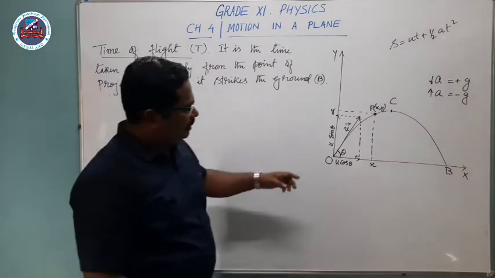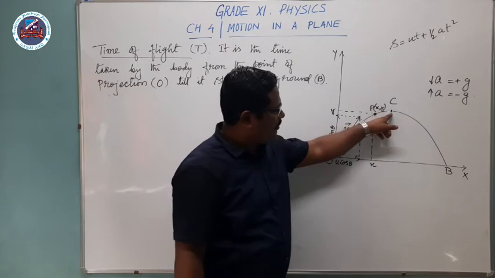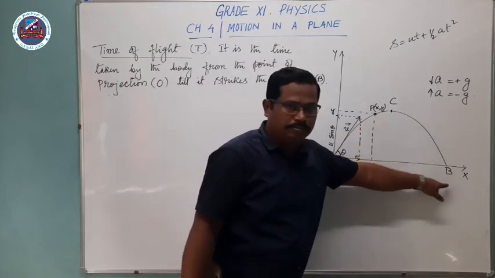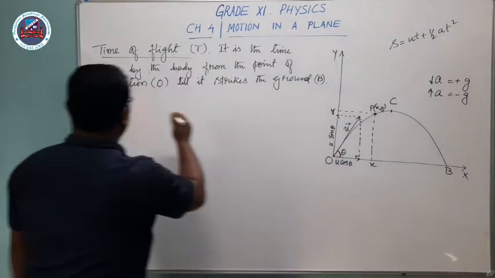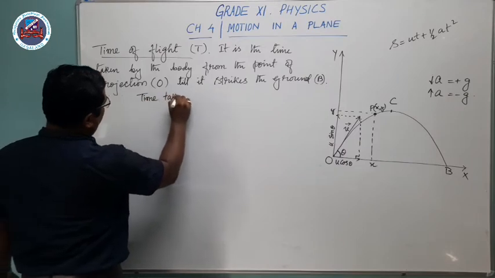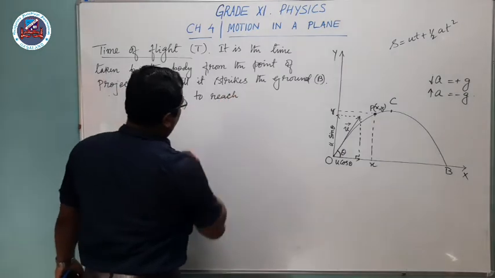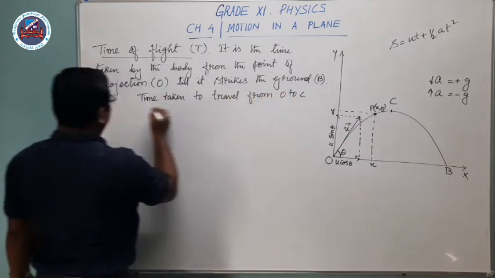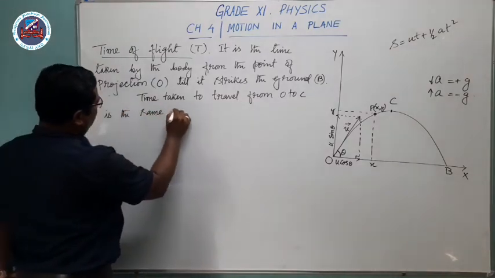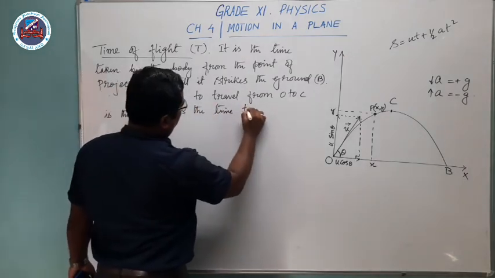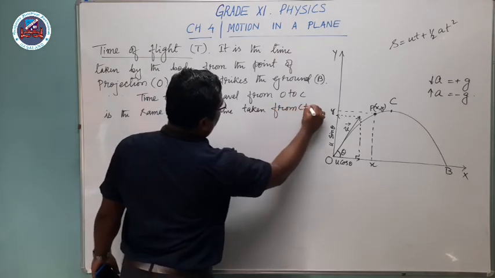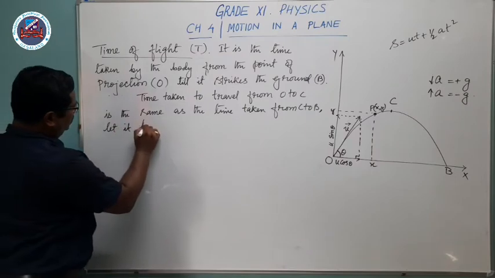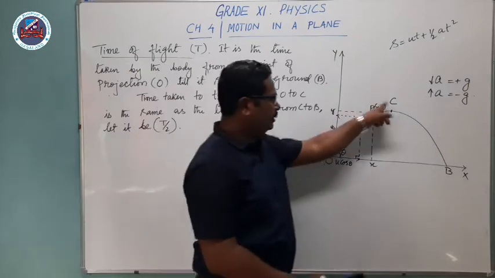Now, to find out the time taken by the projectile, first of all, from O to C, up to the highest point, to find out how long it will take to reach from O to C, the same time will be taken from C to B. So if you can find out from O to C, suppose time taken to travel from O to C is the same as the time taken from C to B. Let it be T by 2. From O to C, it will be T by 2.